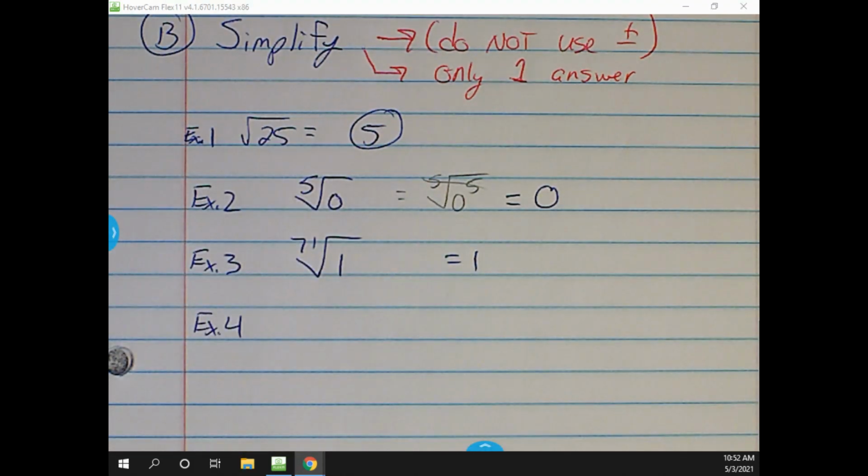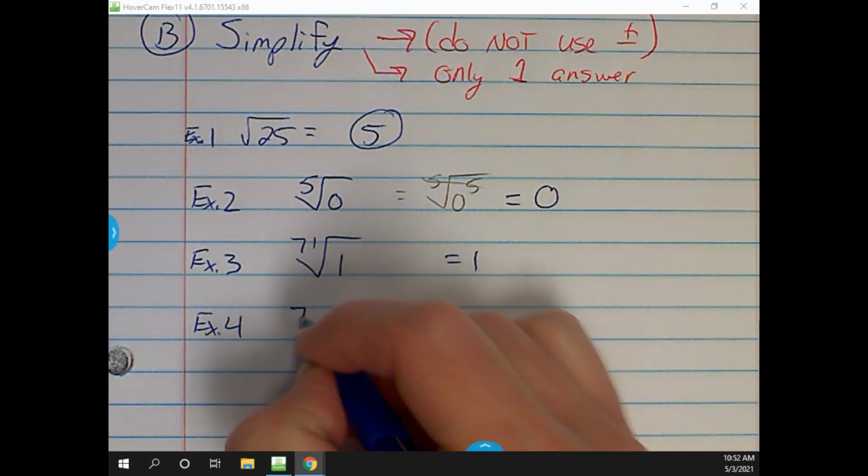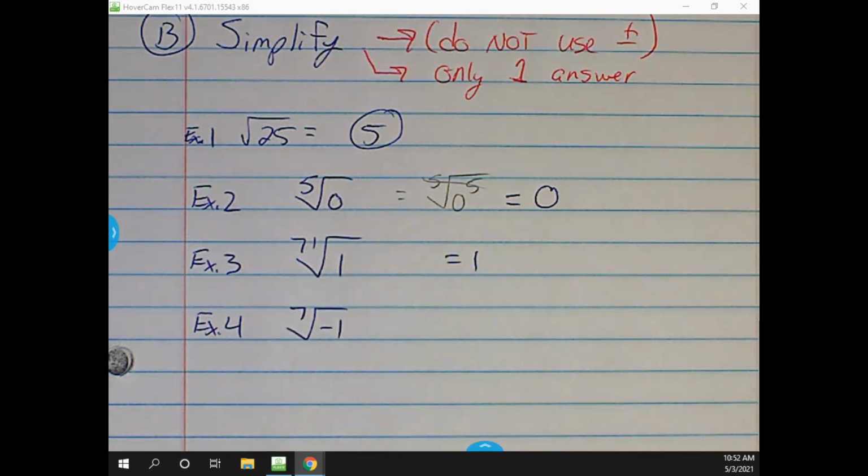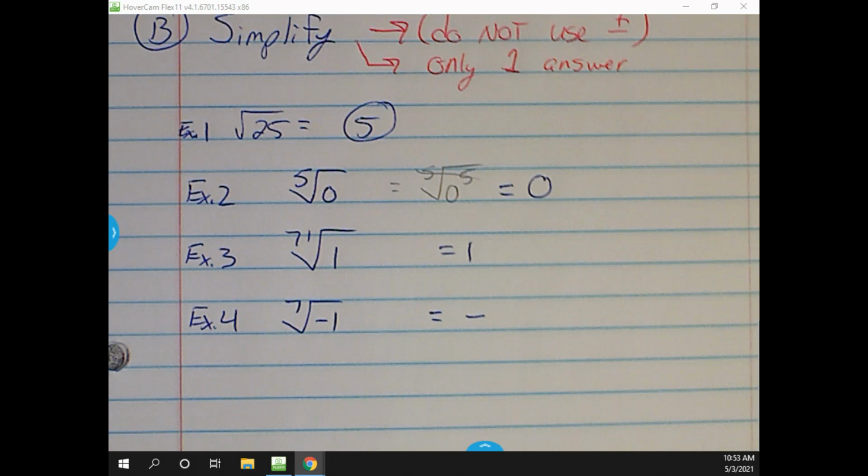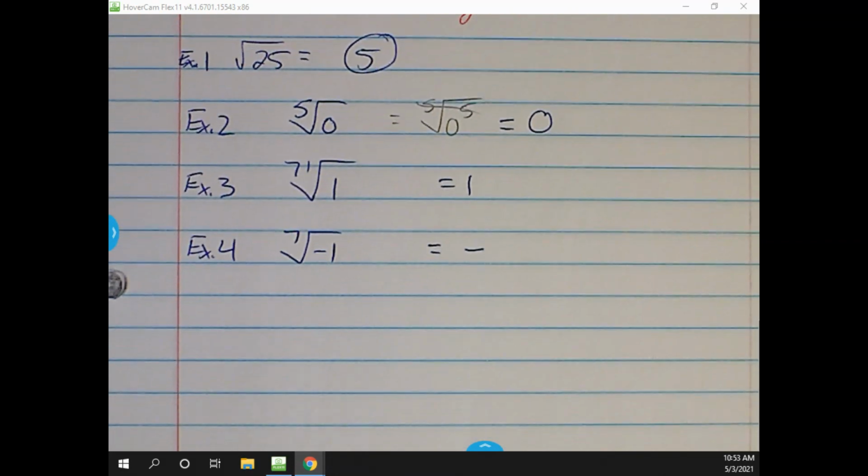Okay. With the negatives, let's say it was the 7th root of -1. Basically, if you have an odd index here and the number is negative, the answer has to be negative something. In this case, if we're doing the 7th root of 1, well, 1 times 1 times 1 times 1 times 1 would be that. So this answer would just be a -1.